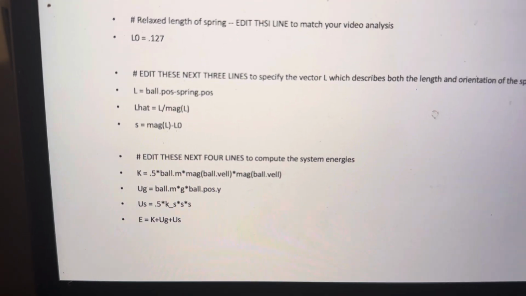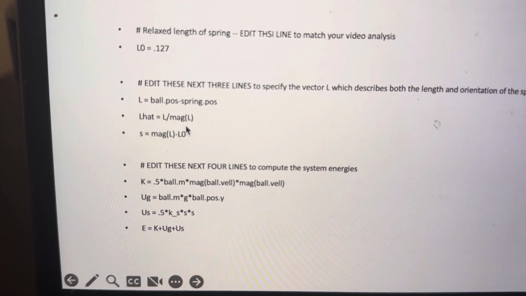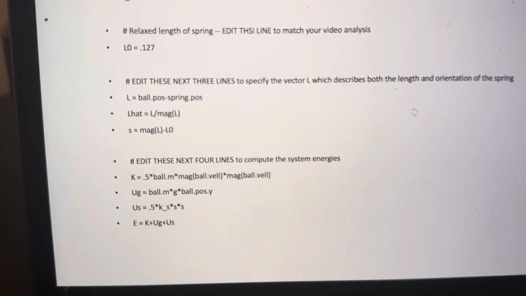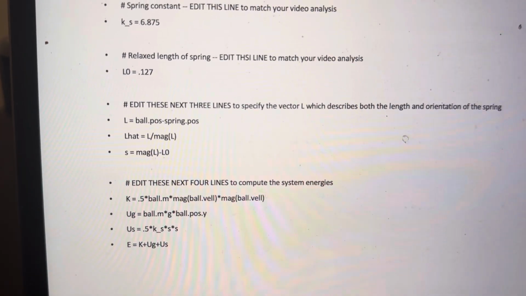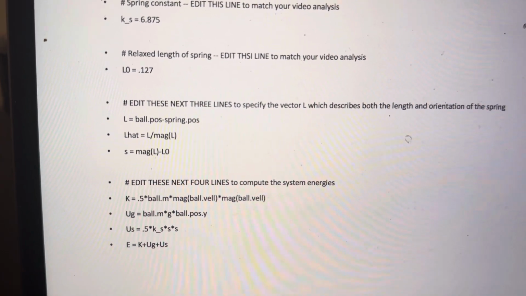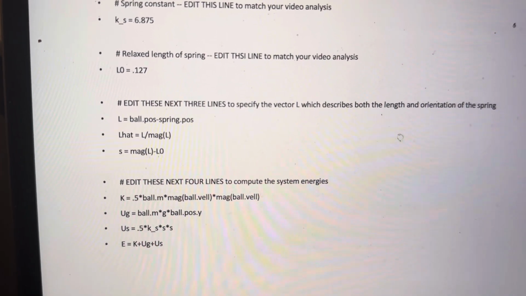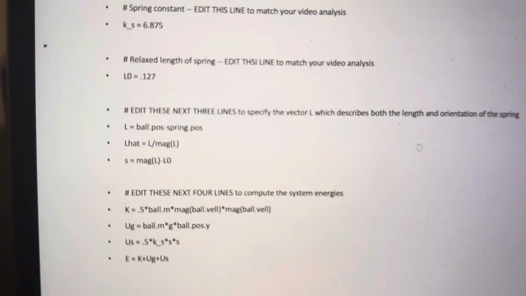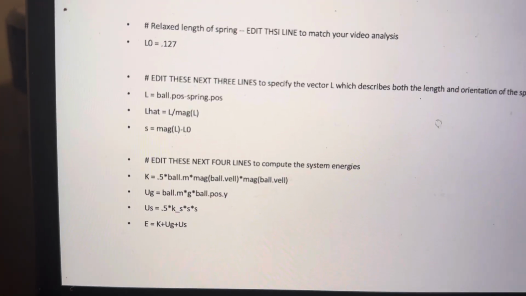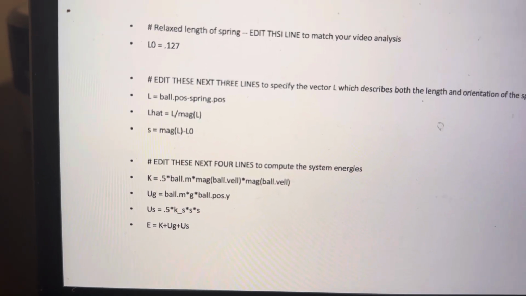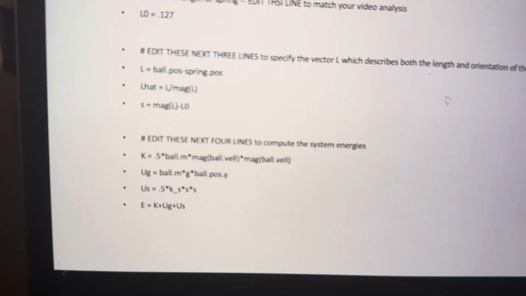S is the change in position of the spring, so that would be the complete magnitude of L, the relaxed length of the spring, minus L naught, and L naught is the length of the spring at a given position, or ball position minus spring position, and L hat is just L over the magnitude of L.